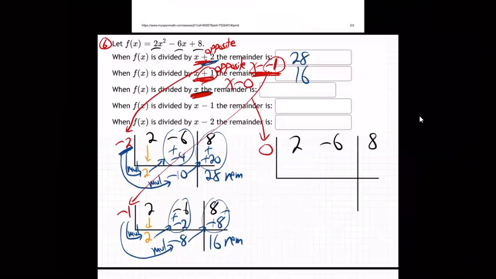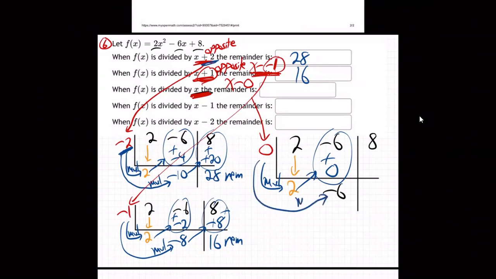So then, bring down the 2, swing it around, multiply. What's 0 times 2? Well, 0. Add them up, minus 6, swing it around again. 0 times minus 6, what's that? Well, 0. Add it up, 8. 8 is the remainder on that one.